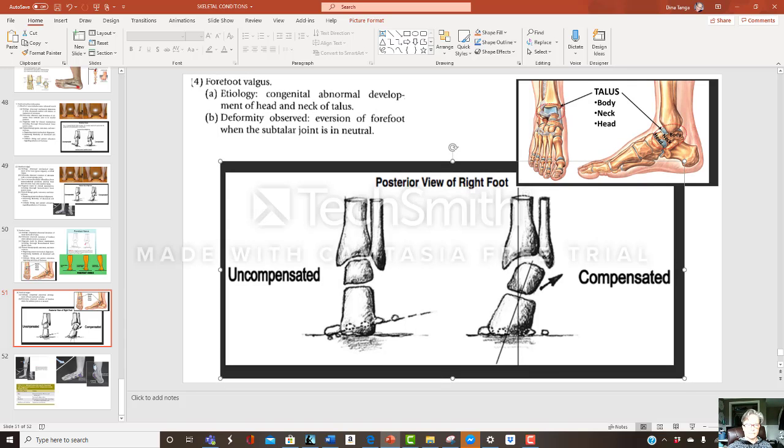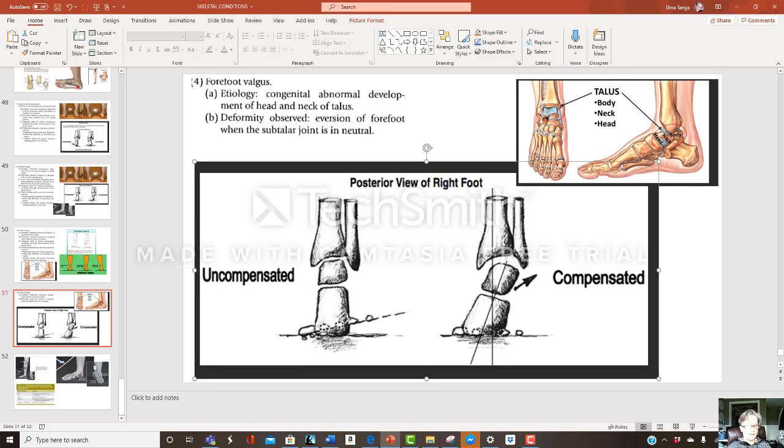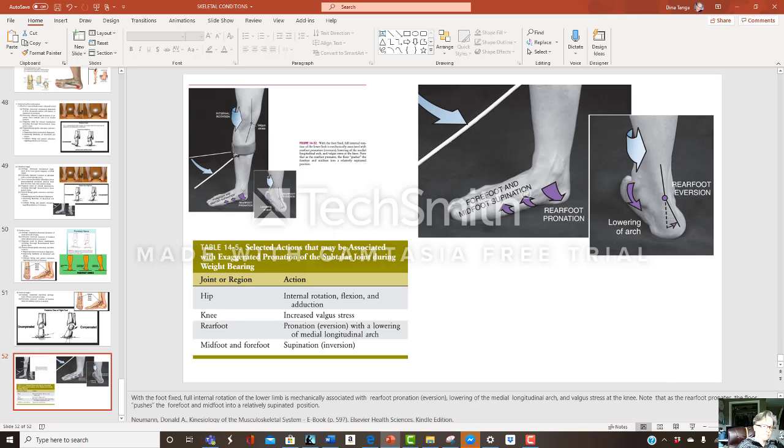Deformity observed is eversion of the forefoot when the subtalar joint is in neutral. And then there's the slide from the Kinesiology of the Musculoskeletal System ebook, table 14.5.